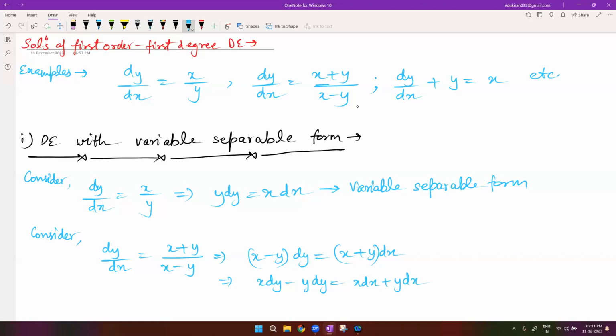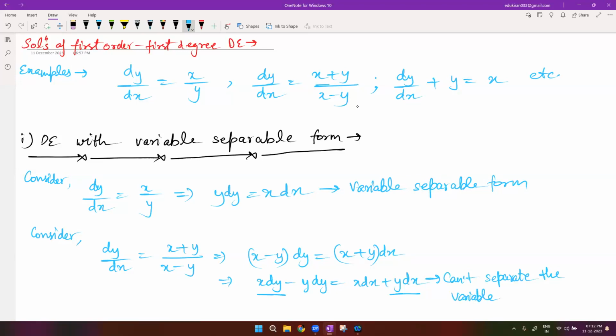But if you reach here, you can easily see we have a problem with this term as well as this term. We don't want x with dy and we don't want y with dx, right? And you won't be able to solve them. You won't be able to separate them even. So in this case, we can't separate the variables.